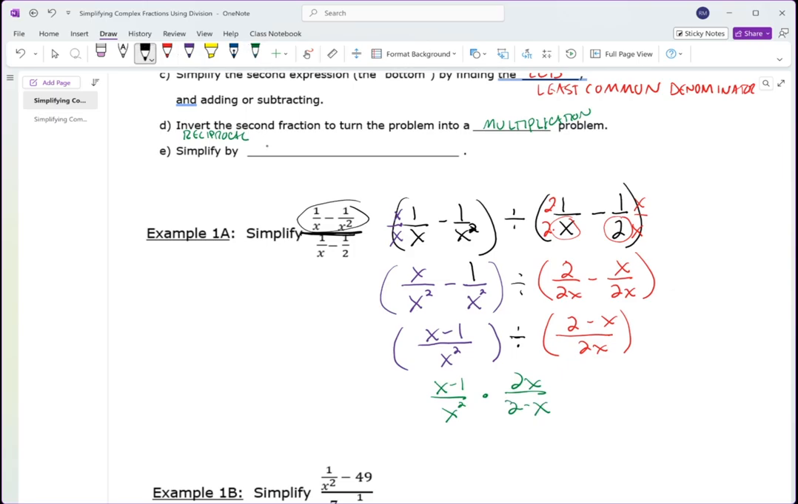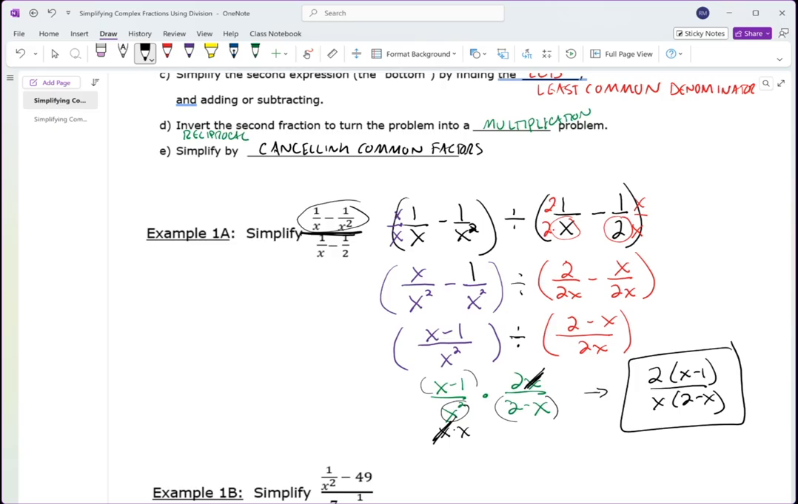Then we're going to simplify by canceling any common factor on the top and bottom. We have to think of those as complete factors. So realistically, this denominator I could rewrite as x times x, and the only thing I can cancel is 1 x here and the x on the top. So that's going to give me my final answer of 2 and that x minus 1 on the top, and in the denominator, x and 2 minus x.